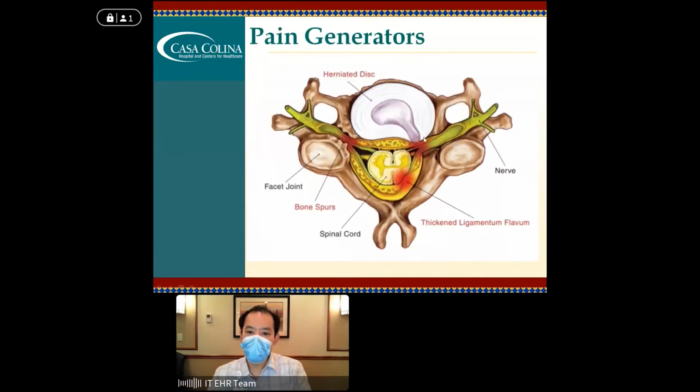So just to touch on some common pain generators. Here's a cross section of the spine. This is an intervertebral disc with a herniation, and this is your spinal cord next to your disc. This diagram actually shows a number of possible pain generators. One is this disc herniation pressing on a nerve as it's exiting the spine. Here we have a thickened ligamentum flavum, which may also cause some compression of the spinal cord itself, which sometimes causes pain or may cause numbness or tingling or weakness in your arms or legs or your torso.